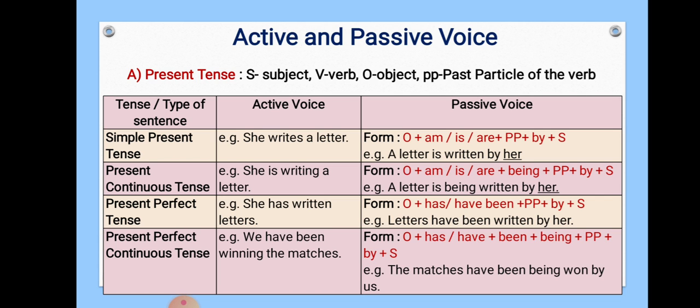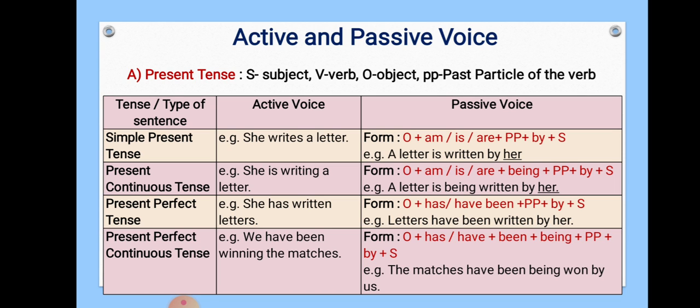Now here, simple present tense. She writes a letter, that is the sentence. In passive voice, the format will be object plus am or is or are according to the plurality or singularity of the object, then plus past participle of the verb, that is PP, plus by plus subject. So the sentence will be: a letter is written by her.